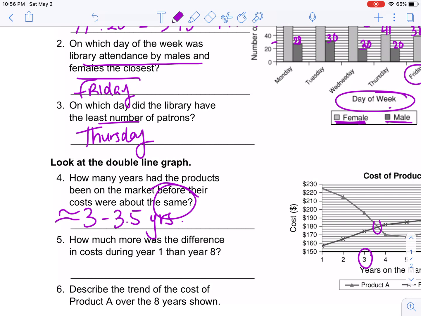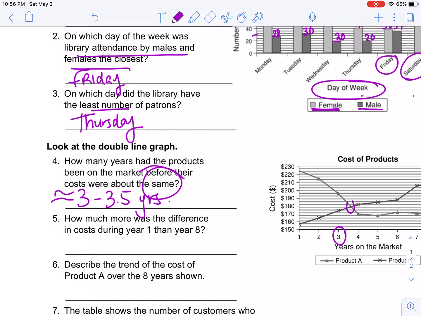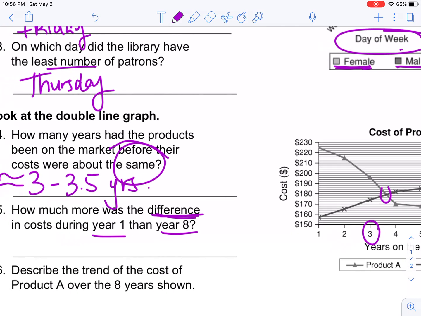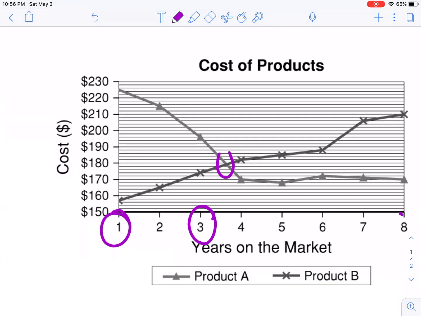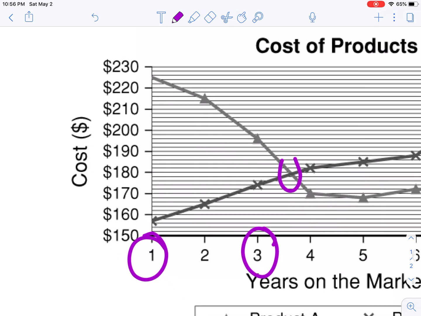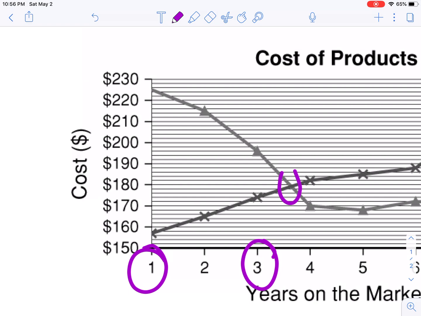All right, let's look at number 5. How much more was the difference in cost during year 1 than year 8? So how much more was the difference? Well, the difference means I'm going to have to subtract. So I need to find the difference between the two product costs in year 1 and also in year 8, and then subtract those. So if I look at year 1, product A is about $225.